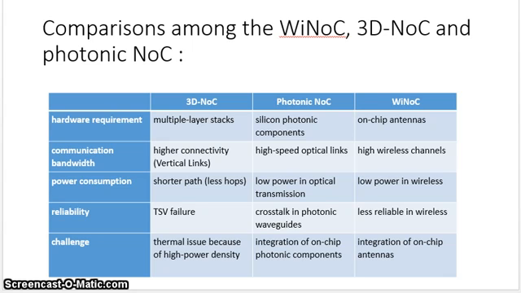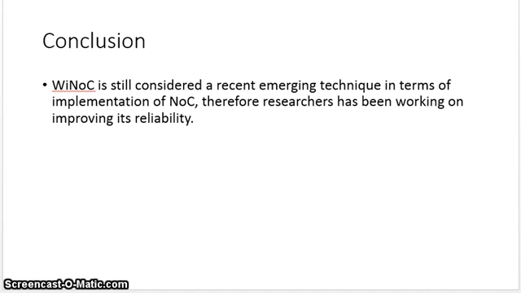In terms of the challenges that each of these technologies face, 3D network on chip faces thermal issues because of high power density. Photonic network on chip faces integration of on-chip photonic components, and wireless network on chip faces integration of on-chip antennas. In conclusion, wireless network on chip is still considered a recent emerging technique in terms of implementation of network on chip. Therefore, researchers have been working on improving its reliability.